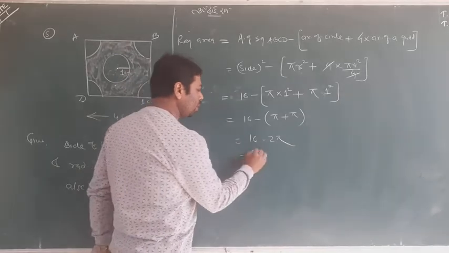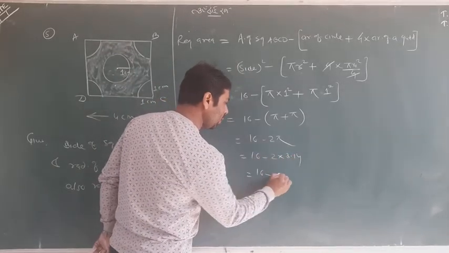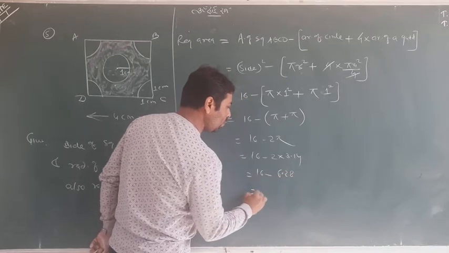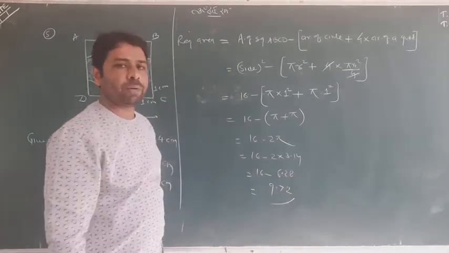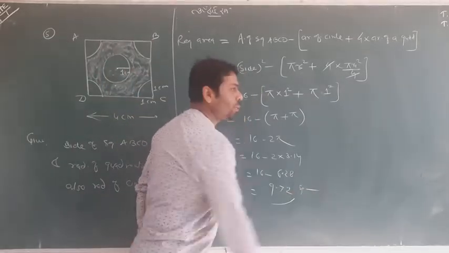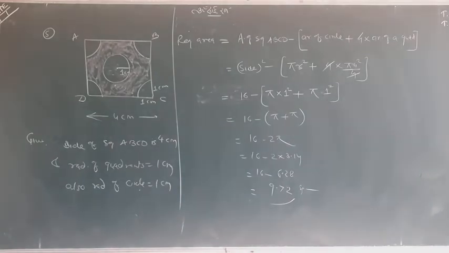Now we can put the value of pi as 3.14. We can multiply all the way and subtract, and we will have 9.72 square centimeter. This is the area of the shaded region. So it was simply done.